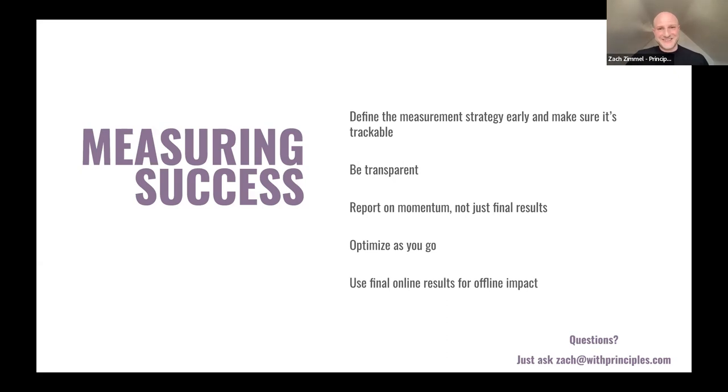This also happens a lot, where organizations halfway through a campaign realize they can't actually count how many people are clicking on their petition because they didn't set it up the right way. So really figure out, what is the measurement strategy? What is our plan to track towards our goal?